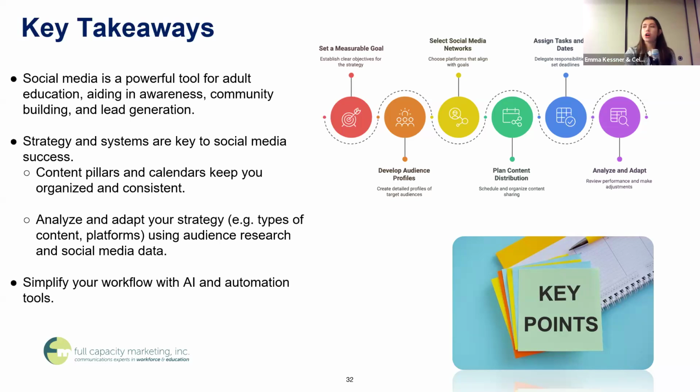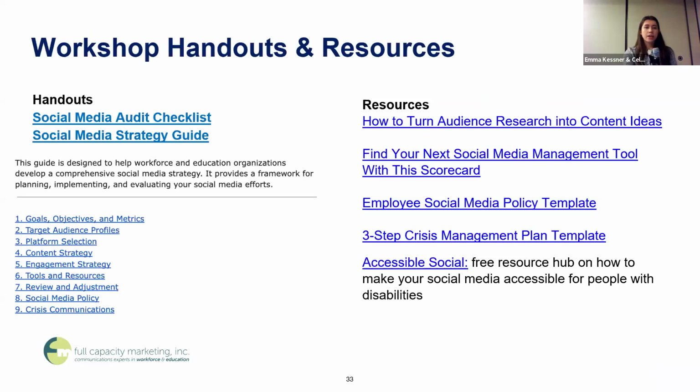And you can simplify your workflow using those automation tools that we provided. And we added some links here for some resources. Accessible Social is a really great one that I wanted to highlight. It has a free resource hub for how to make sure your social media is accessible for people with disabilities, especially if you're posting video content, making sure you have captions on that. It just has a lot of great tips there.